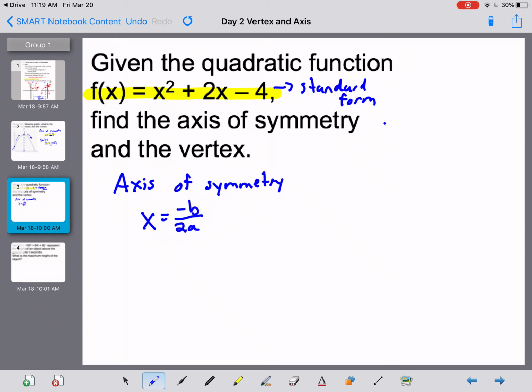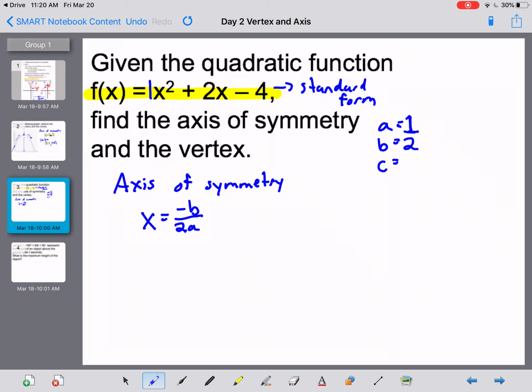So I'm going to label what a, b, and c are from my quadratic function. My a is an imaginary 1 here, so my a is 1. The a is always the coefficient of the x squared term. The b is the coefficient of the x term, in this case, which is 2.